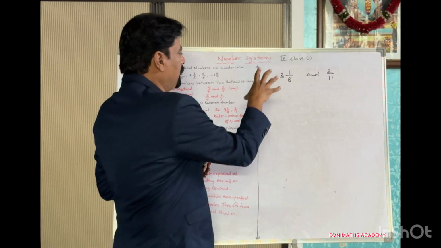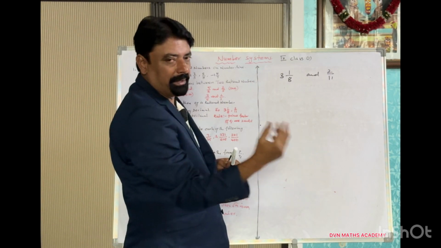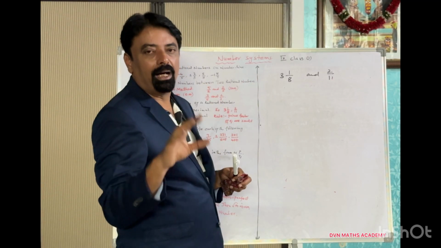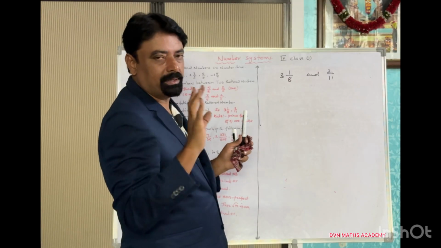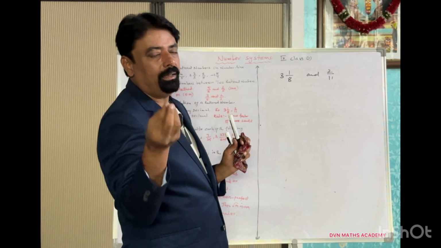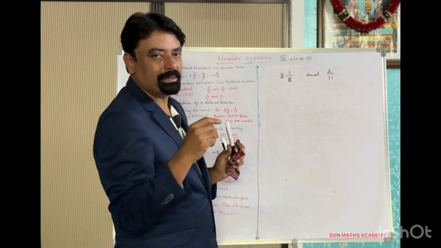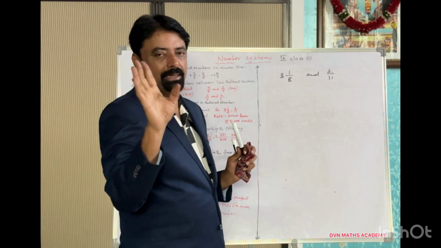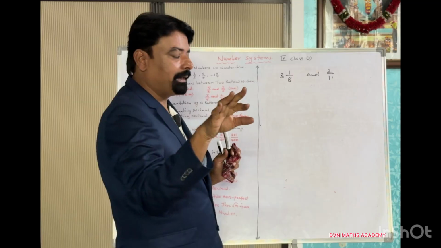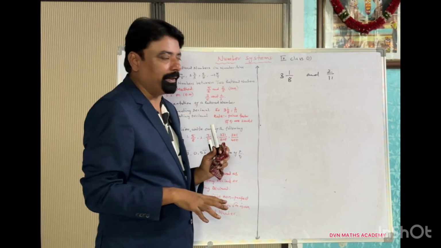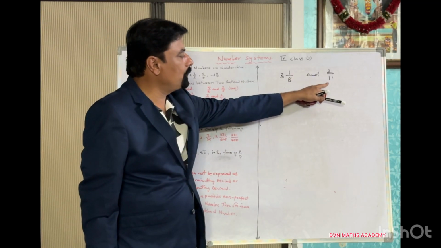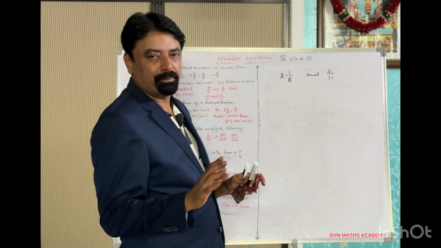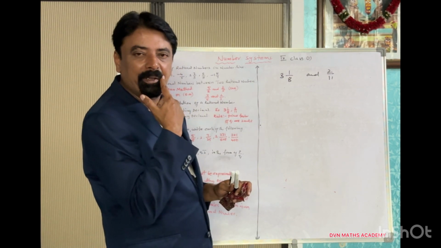If I convert these rational numbers into decimals, either those decimals are terminating decimals or repeating decimals. There is no chance for non-repeating, non-terminating decimals, because I told you only the first two types of decimals are called rational numbers, because we can convert those decimals into the form of p by q. So if I convert these two numbers into decimals, either they are terminating decimals or repeating decimals.